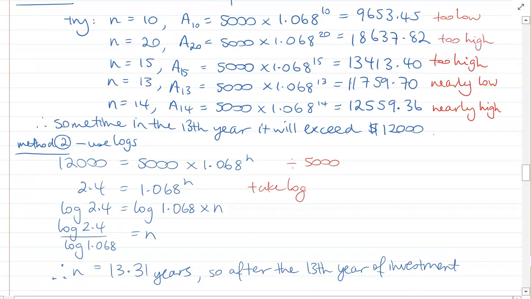Some of you would have preferred to use logs. So again, just substituting the 12,000 in as your A value and solving equations where you'd isolate your n value by taking the log of both sides. Therefore, you'd find that n is 13.31 years. So again, confirming that after the 13th year investment, you would exceed that $12,000.